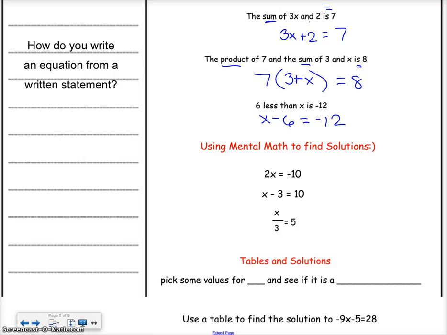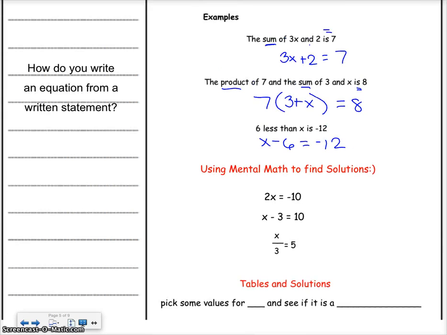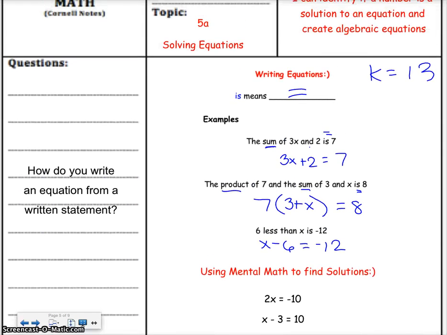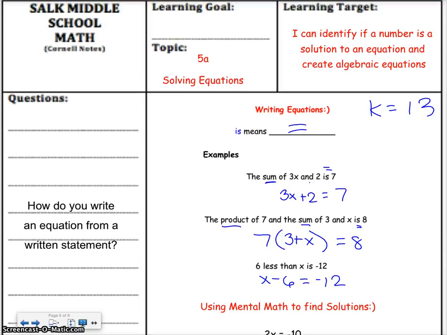Okay, mental math and finding solutions. I'm going to say no because I show it to you one time and you never do it again, because algebra dominates once we learn about algebra. So that's pretty much my learning target for you. You need to identify if an equation is true, false, open. You need to see if a given variable is a solution, and then you need to be able to write an equation given a word phrase.